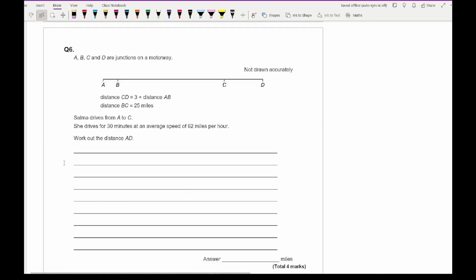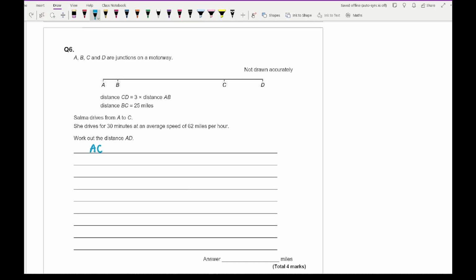Then moving on to our last question, it says that A, B, C, D are junctions on a motorway. The distance CD is 3 times the distance of AB, and the distance BC is 25 miles. Salma drives from A to C. She drives 30 minutes at an average speed of 62 miles per hour. Work out the distance of AD.